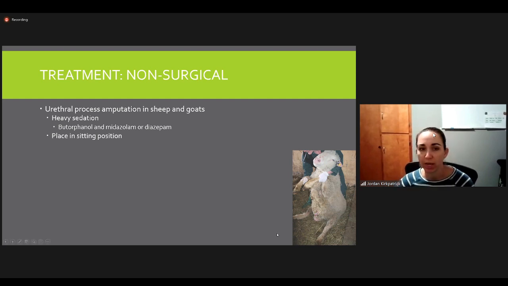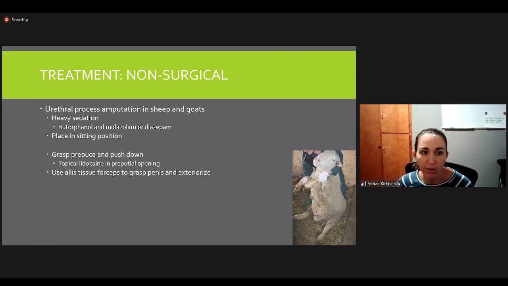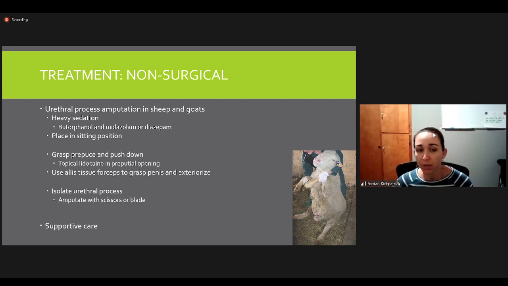And the easiest way to exteriorize the penis is to put the sheep or goat in the sitting position, as you can see in this image. And then you'll put pressure on the prepuce and push down, and then I inject some lidocaine into the preputial opening, and then use Allis tissue forceps to grasp the penis and slowly exteriorize it. And then you isolate the urethral process and amputate it with scissors or a scalpel blade.